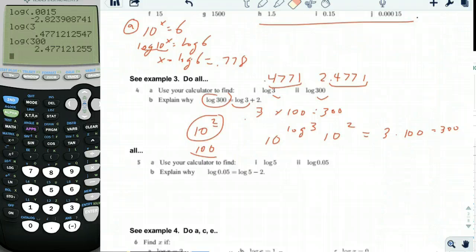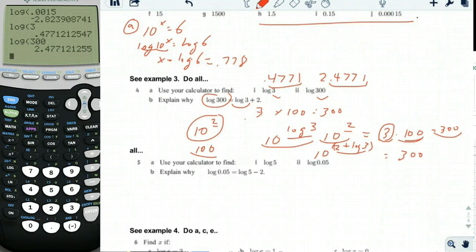Okay, so basically what we're saying is if you have 300, you can break that down into 3 times 100. And 3 is equal to 10 to the log of 3. And 100 is equal to 10 squared. So if you look, the bases are the same, so you can add the exponents. So you can write it as 10 to the 2 plus log 3. Okay? So now we can see that the log of 300 is equal to 2 plus log 3. Now you're not really going to understand that fully, but you'll get there.